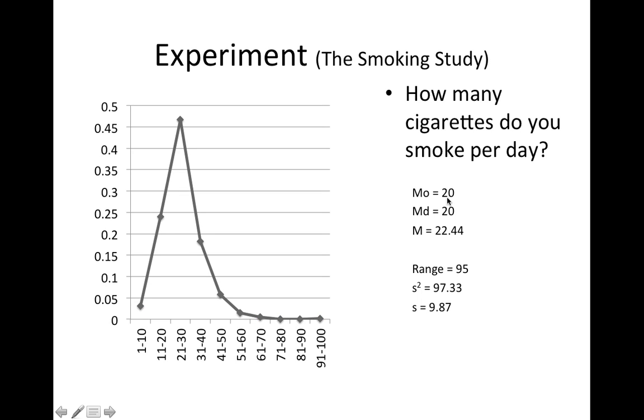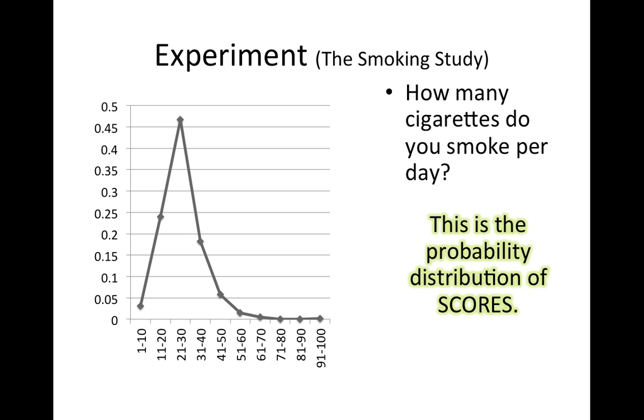You can see that its mode is 20, its median is 20, its mean is 22.4. It has a range of 95, a variance of 97.33, and a standard deviation of 9.87. This is the probability distribution of scores. And we just did it by counting and then dividing by the number and calculating the mean of that, calculating variance. We did it in Excel, VAR.S, STDEV.S. We all know how to do that.